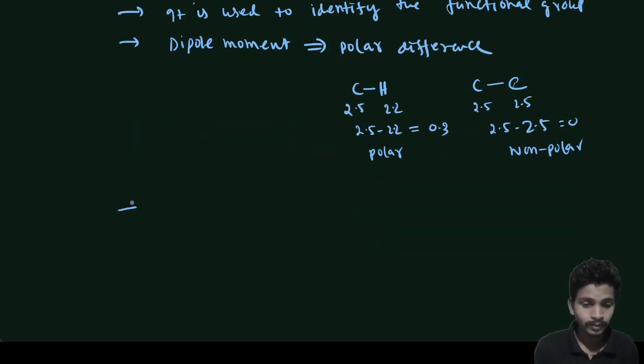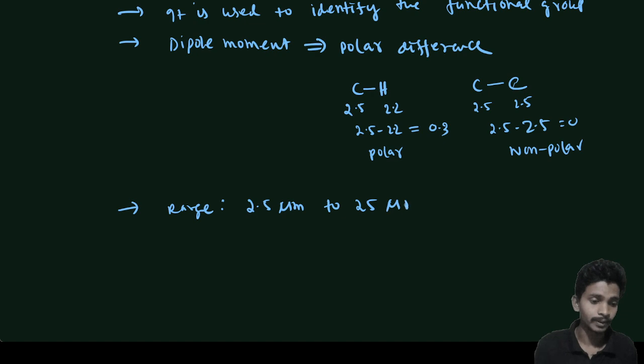The range of the data is 2.5 micrometer to 25 micrometer. But this range is very small, and if the range is like this, the spectra will be very complicated. Because the space is very less, we change it into wave number, that is 4000 to 400 centimeter inverse.